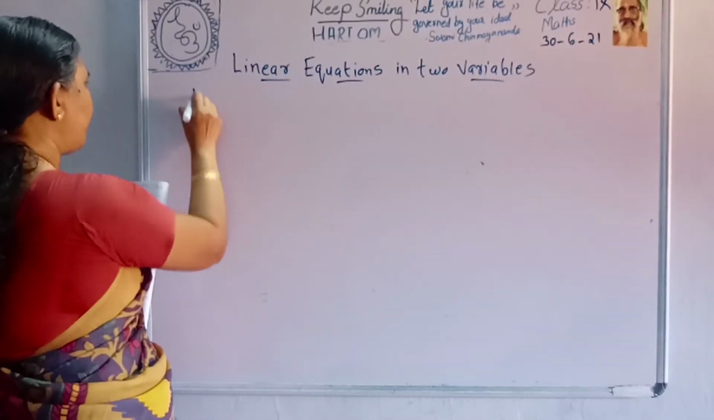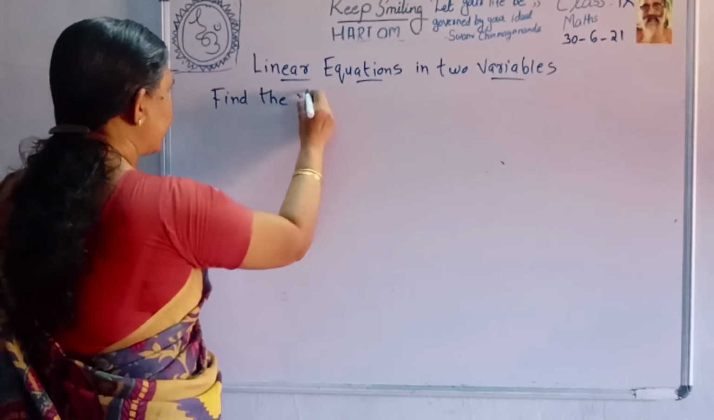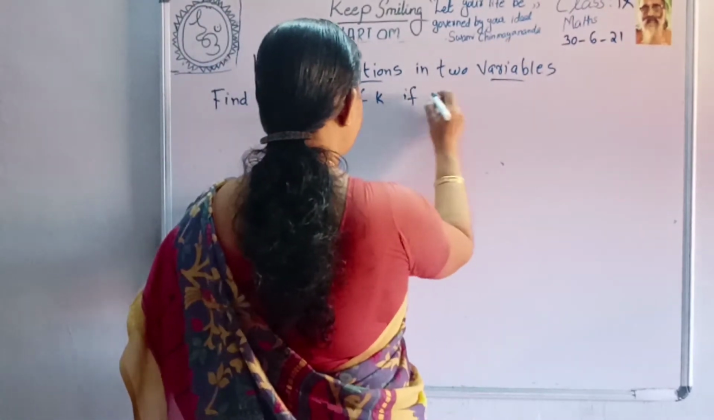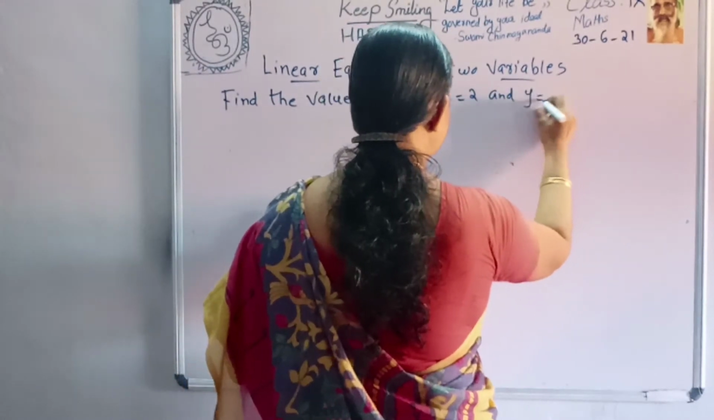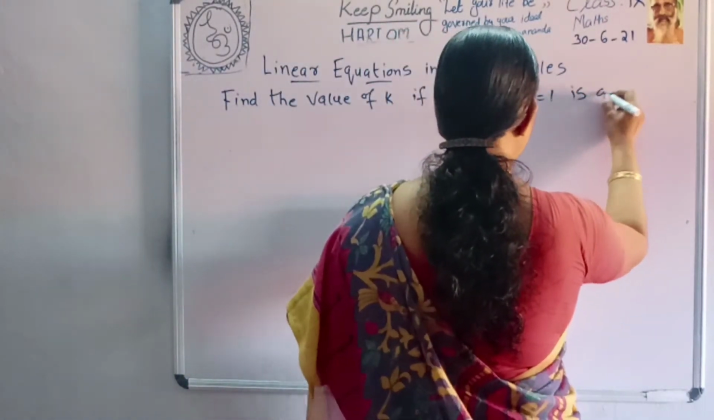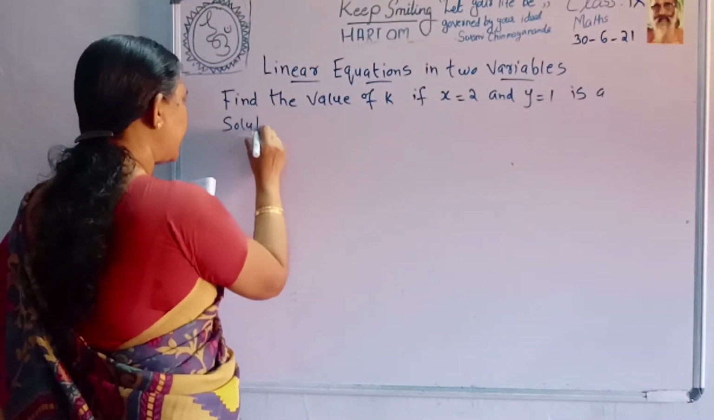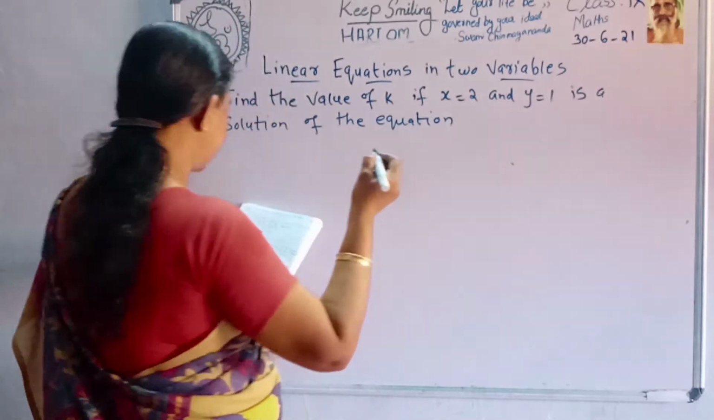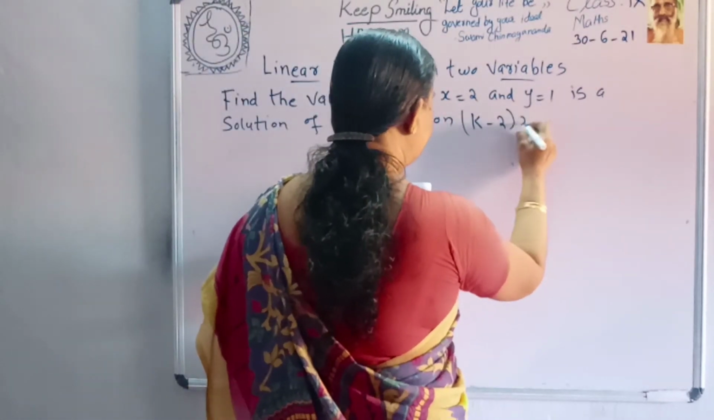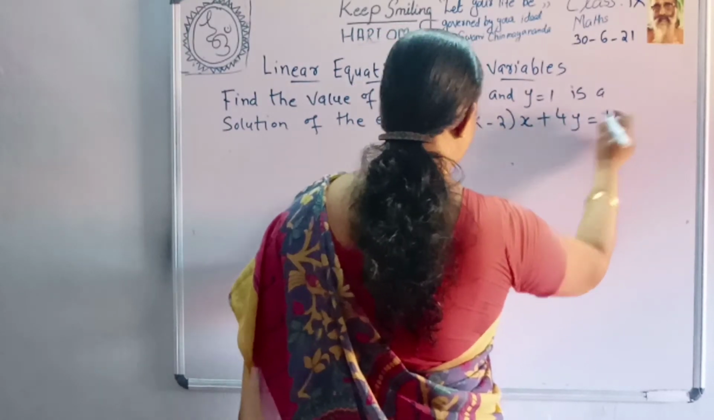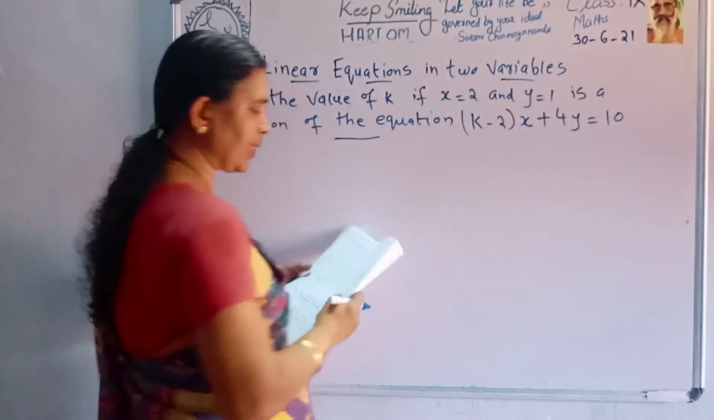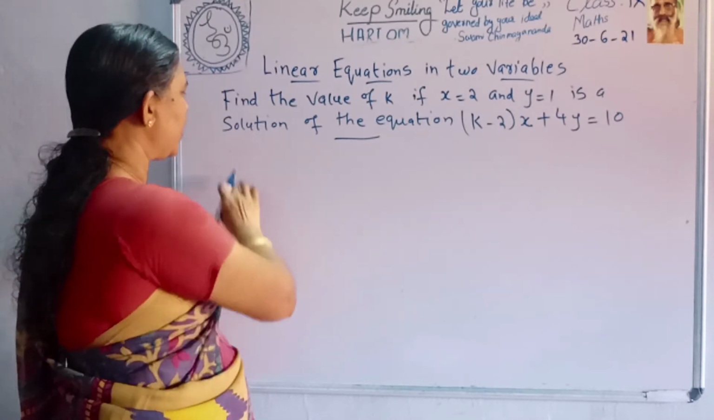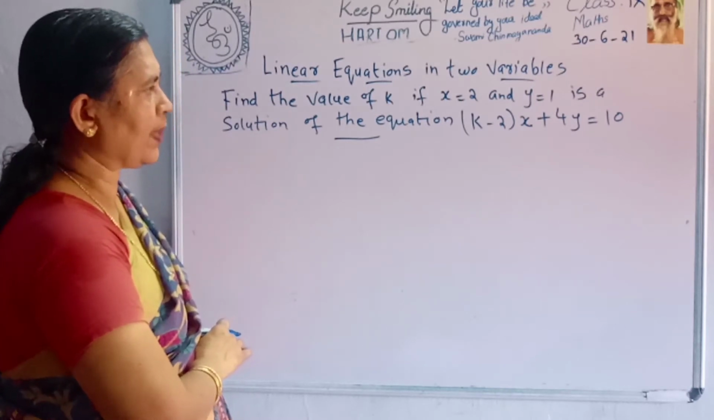Next question. Find the value of k, if x is equal to 2 and y is equal to 1 is a solution of the equation (k minus 2) into x plus 4y is equal to 10.